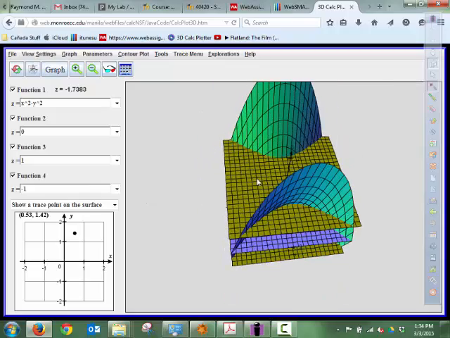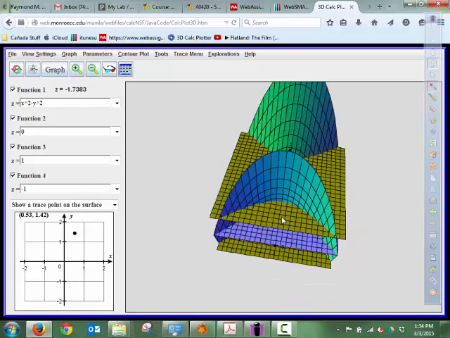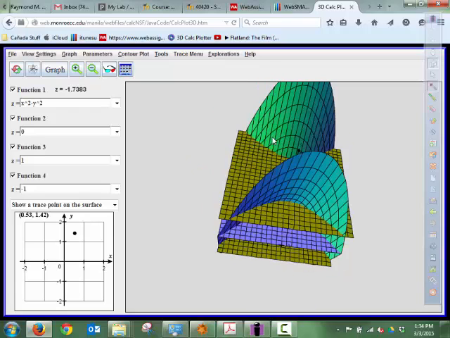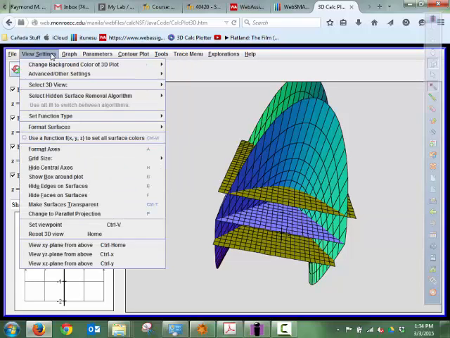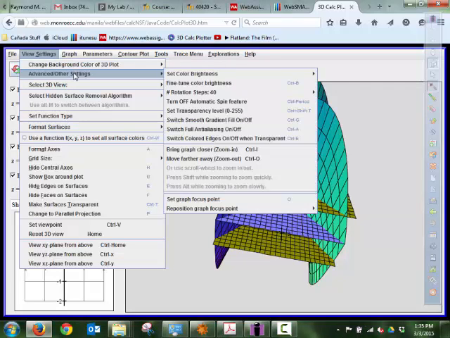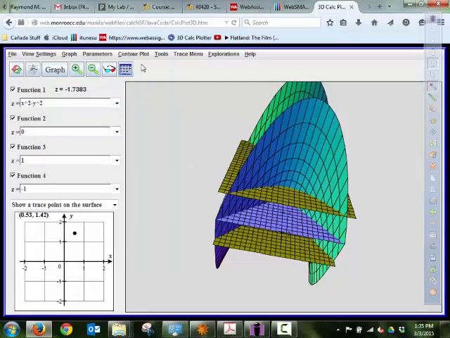I can graph it using these planes, and I can graph it using the contours. I thought I could graph it using the contours at the same time. Well, the contour is two-dimensional.